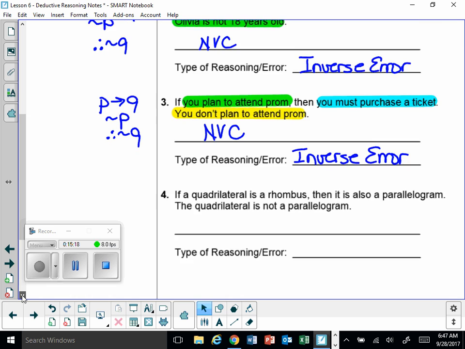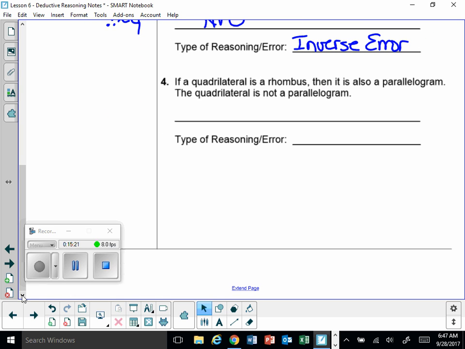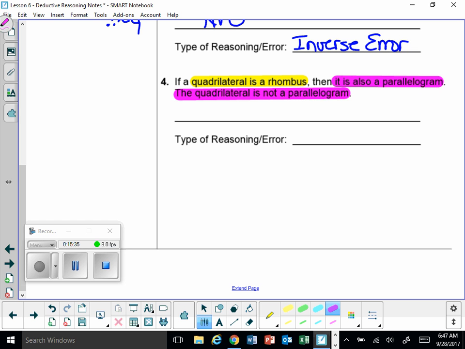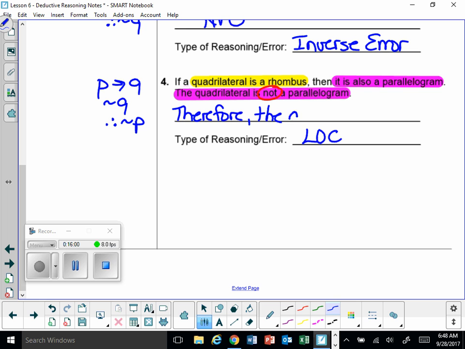Number 4. If a quadrilateral is a rhombus, then it is also a parallelogram. The quadrilateral is not a parallelogram. I'm going to circle the word not here. All right. If P, then Q. Not Q, not P. Law of contrapositive. Therefore, the quadrilateral is not a rhombus.